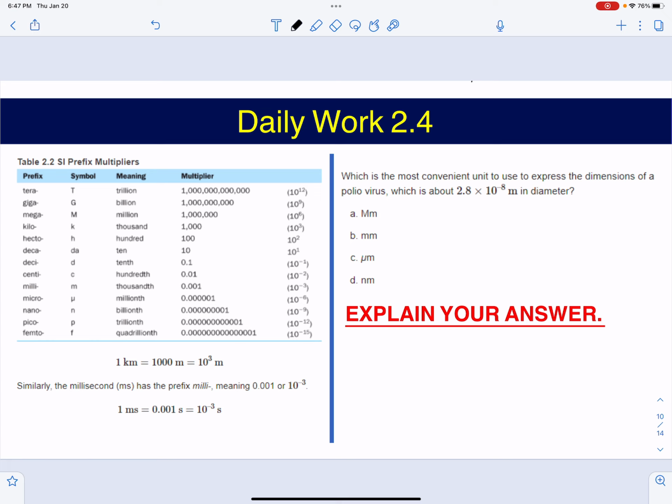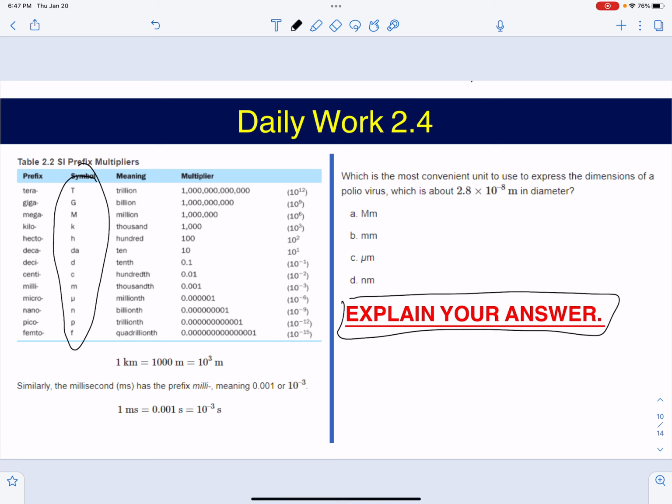And here's your first daily work. Using this table and what you know so far, answer this question: which is the most convenient unit to use to express the dimensions of a polio virus, which is about 2.8 times 10 to the minus 8 meters. So which of these units would be the most appropriate to do that, and how you will write the number? And then explain why you chose that unit and not another one.